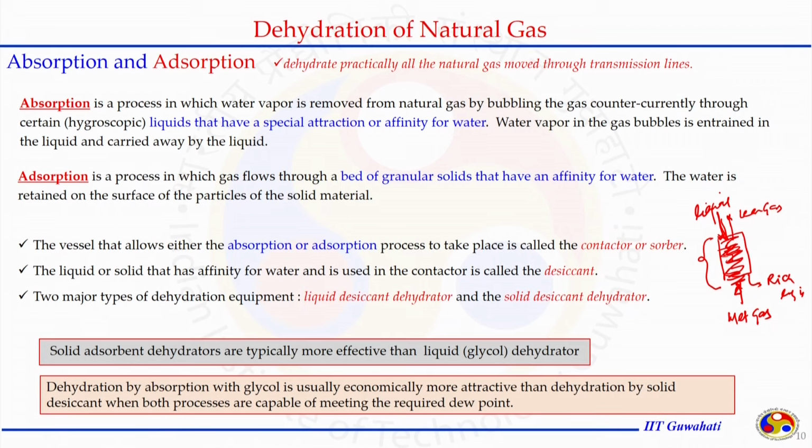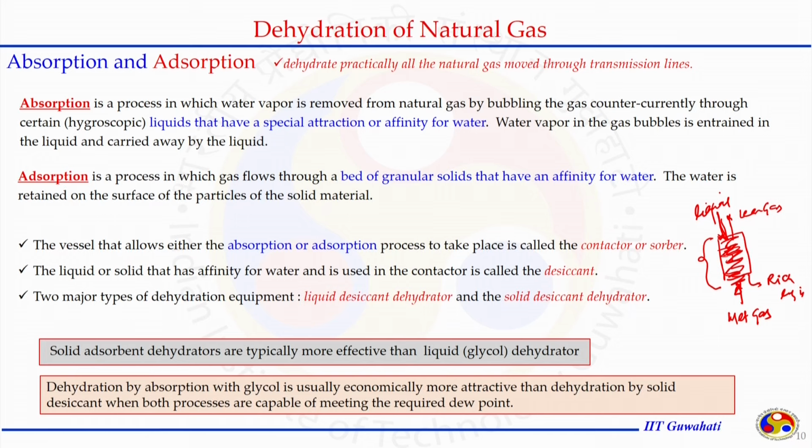The two major types of dehydration process equipment, based on the phases we are using, like the liquid and gas, we can say liquid desiccant dehydrator, which we can also call the absorption process, or solid desiccant dehydrator, which means it is the adsorption process.